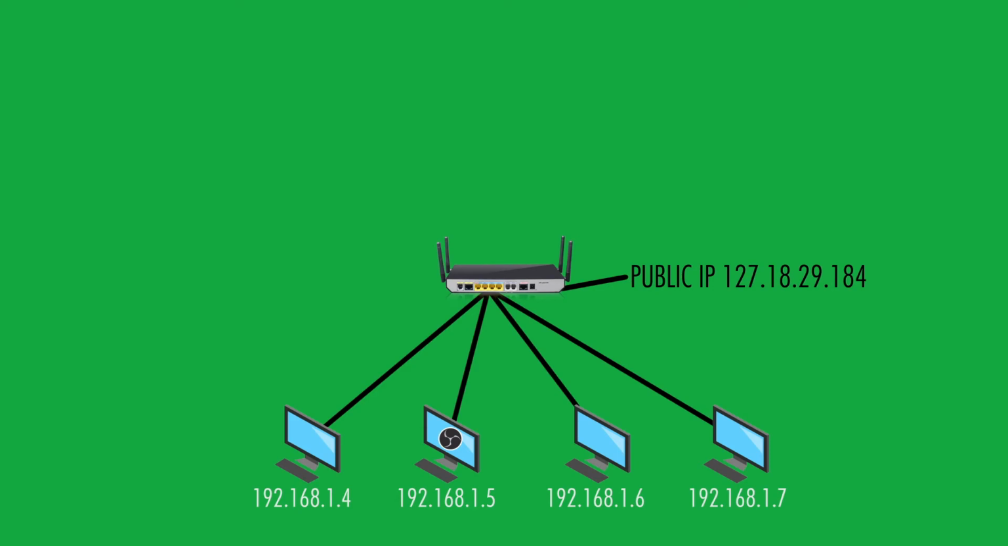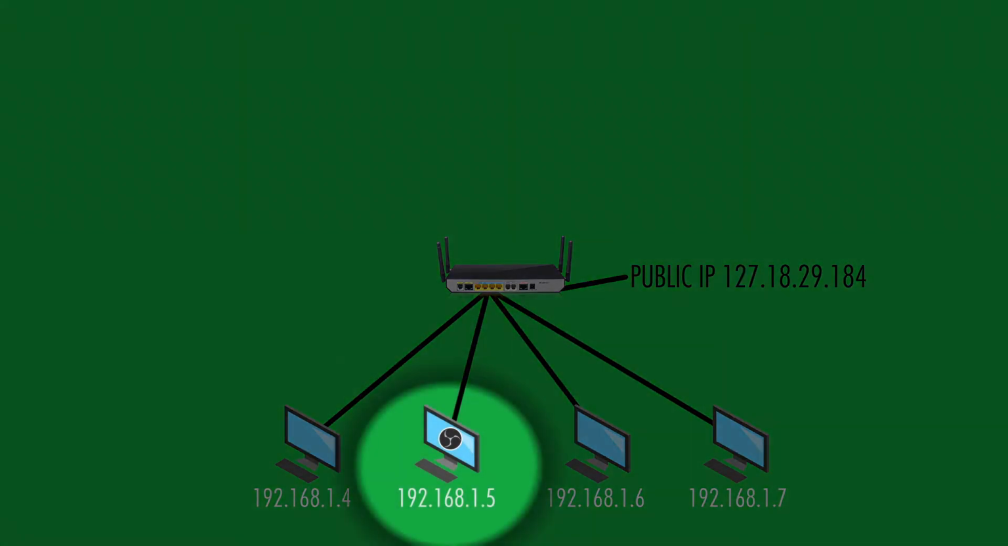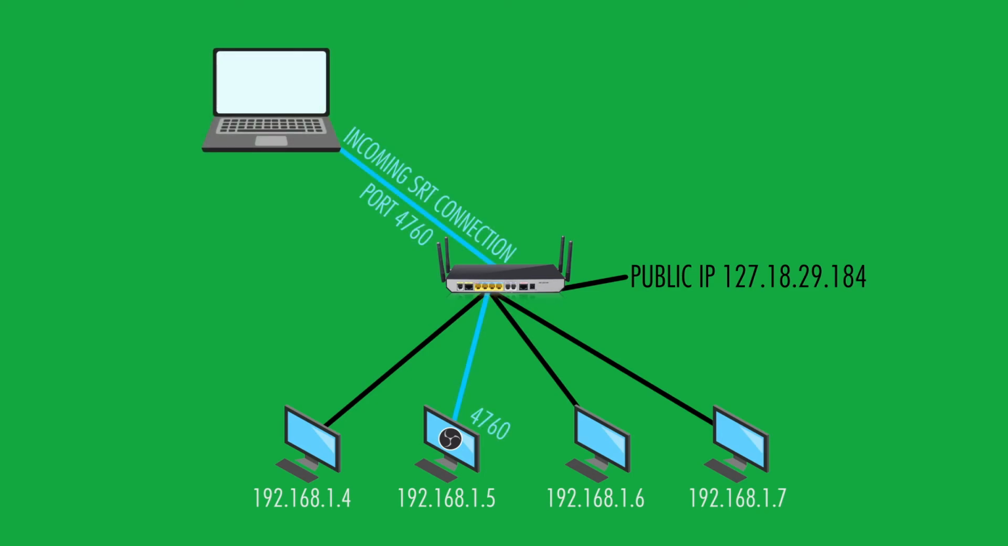As an example, let's forward port 4760 from our router to our private IP address. Assuming we did everything correctly, when data comes in on that port, the router should forward it to our computer. In that case, connection successful, everything is working great, right? Well, it's not quite so simple.